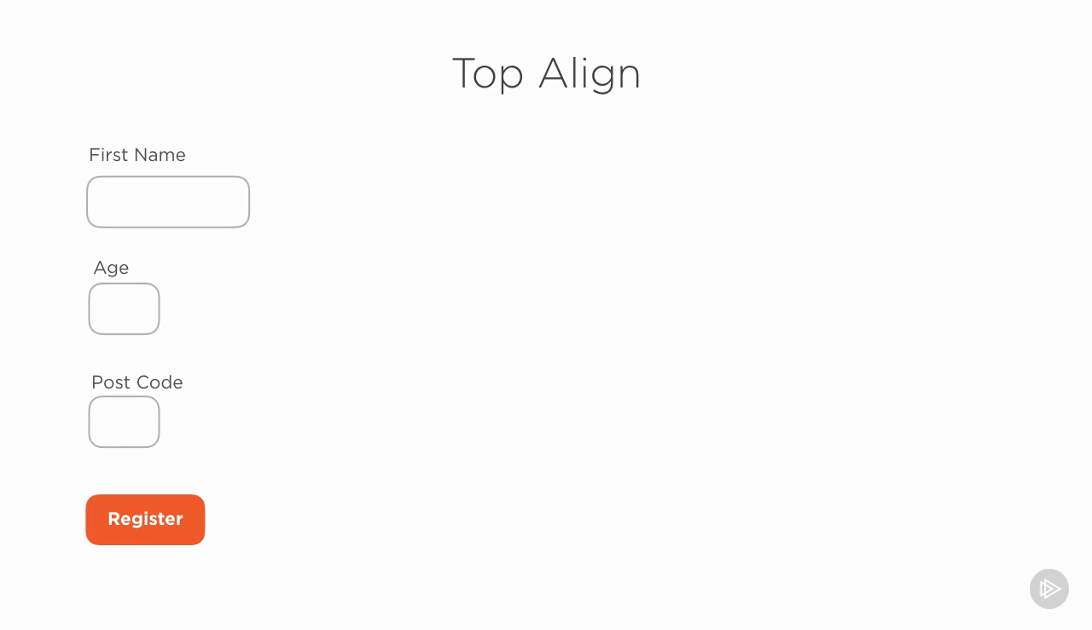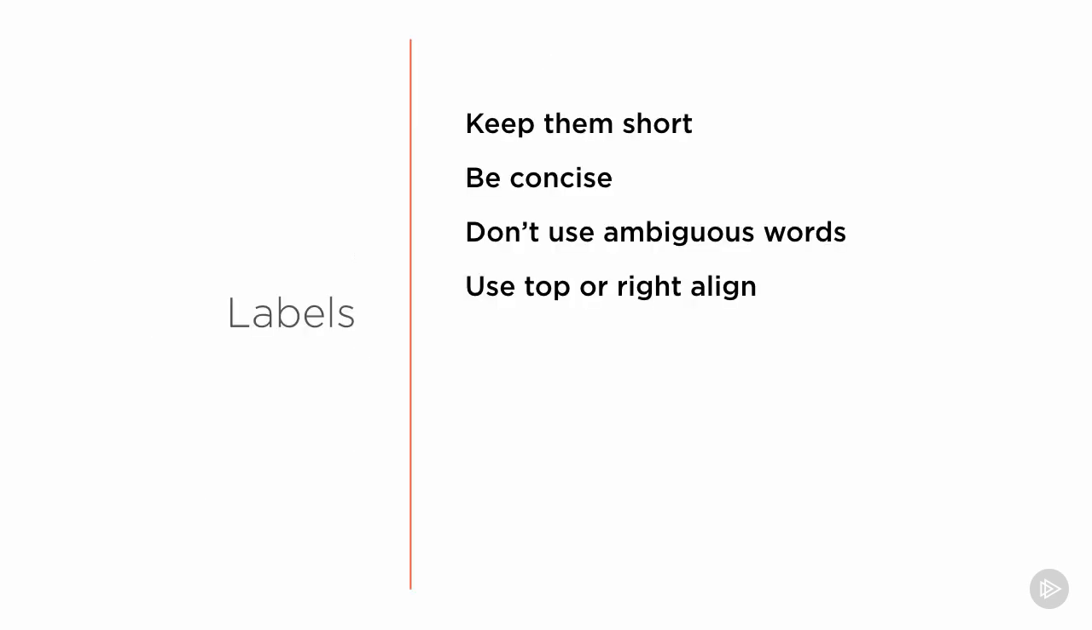But one downside of top-aligned labels is that they require more vertical space. So if vertical space is an issue, you would better use right-aligned labels. Otherwise, go for top-aligned. So with forms, it's best to stick to top or right-aligned labels.